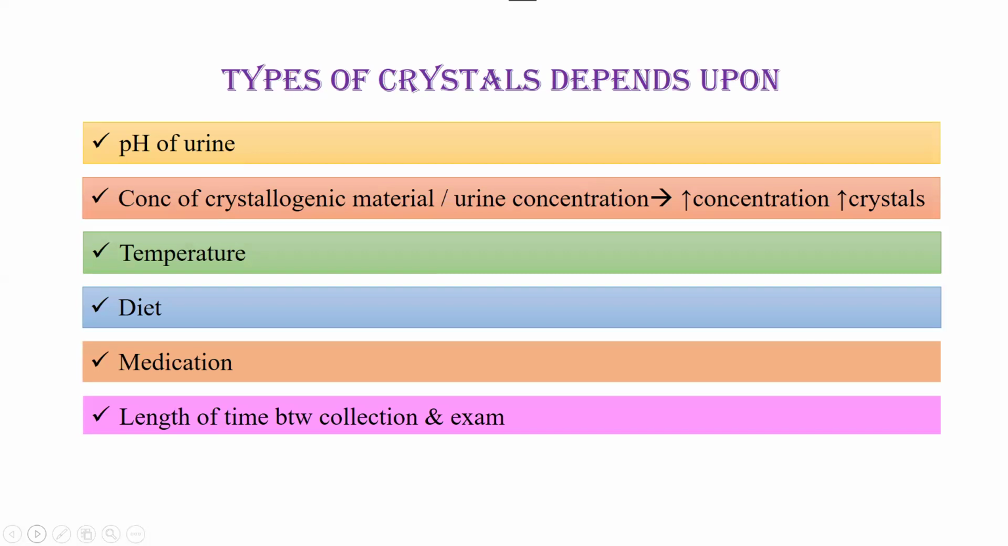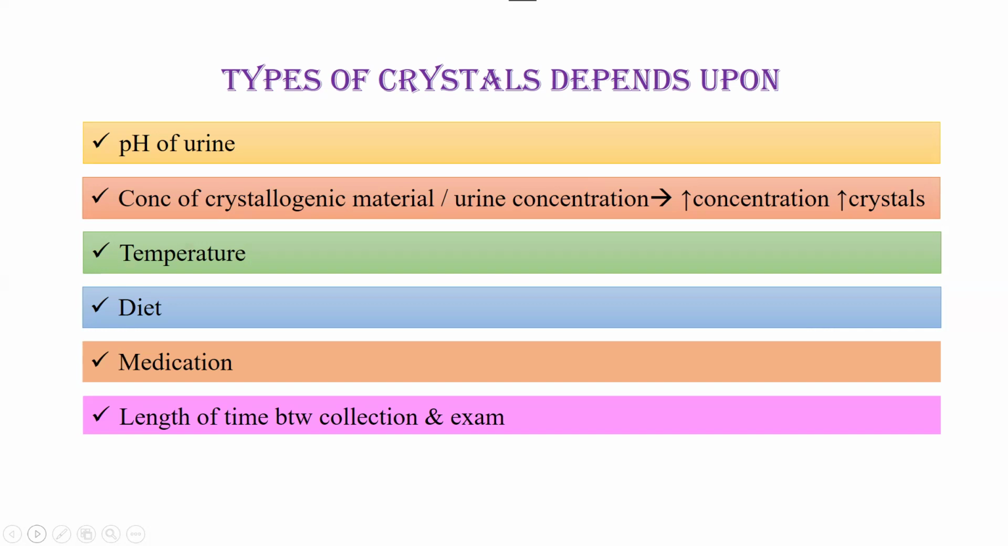We are going to see the types of crystals in the next slide, but first, why do crystals form? What are the factors on which crystal formation depends? Number one, the pH of the urine. Some crystals aggregate and form in acidic urine and some in alkaline urine. Then the concentration of crystallogenic material: if the urine concentration increases, crystal formation will increase.